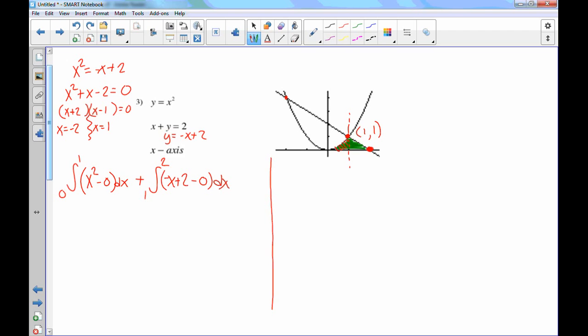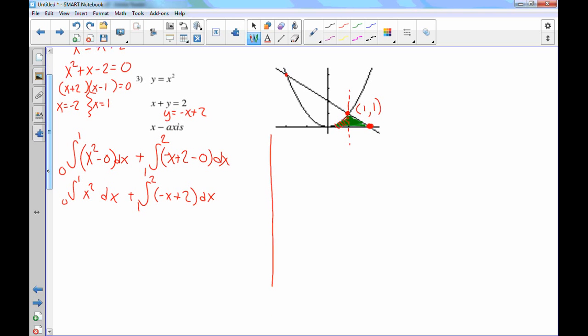Okay, so we can do it in two separate intervals: 0 to 1 of x squared dx, plus 1 to 2 of negative x plus 2. Remember that all needs to be in parentheses before you put the dx. Negative x plus 2 needs to be in parentheses.